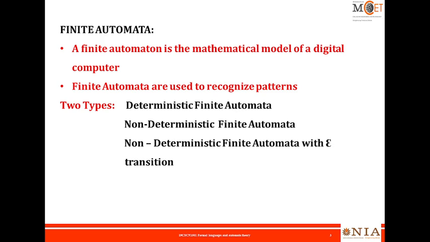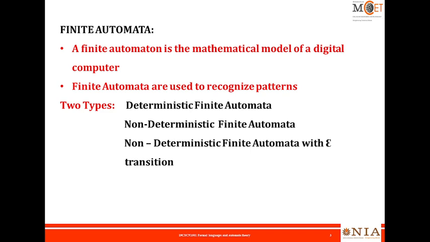Next one is the formal definition of finite automata. Finite automata is a mathematical model of a system with discrete inputs and outputs. That means it is a mathematical model of a digital computer which can be used for recognizing patterns. The finite automata can be classified into three types. One is deterministic finite automata, second one is non-deterministic finite automata, third one is non-deterministic finite automata with epsilon transition.